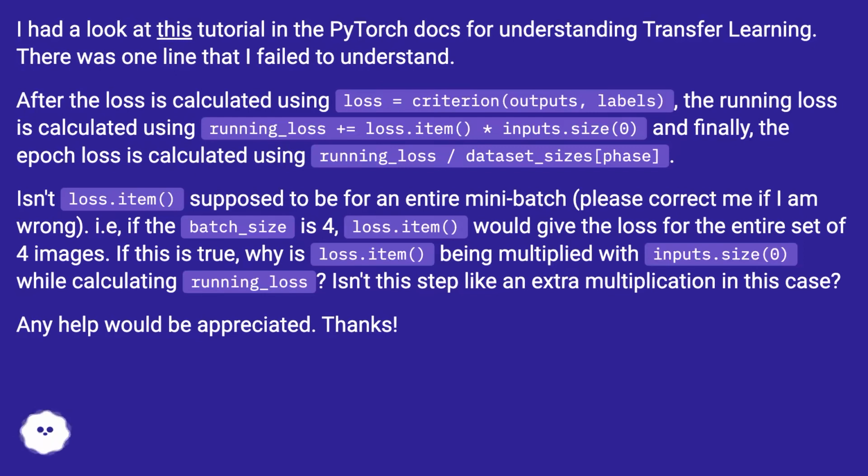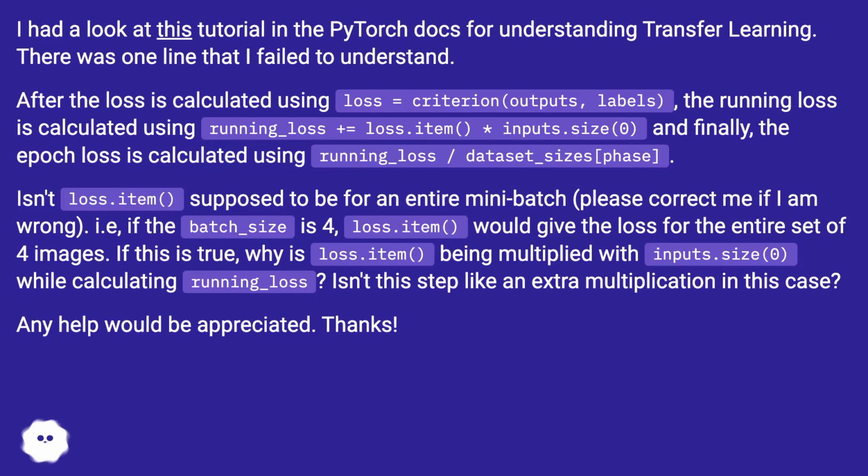After the loss is calculated using loss = criterion(outputs, labels), the running loss is calculated using running_loss += loss.item() * inputs.size(0), and finally, the epoch loss is calculated using running_loss / dataset_sizes[phase]. Isn't loss.item() supposed to be for an entire mini-batch? Please correct me if I am wrong.